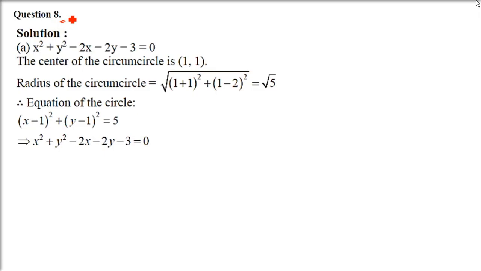So now this is question number 8, and there are around 25 questions in this exercise. We'll take it in certain parts, 3 parts actually, and we'll discuss this question 8 later.